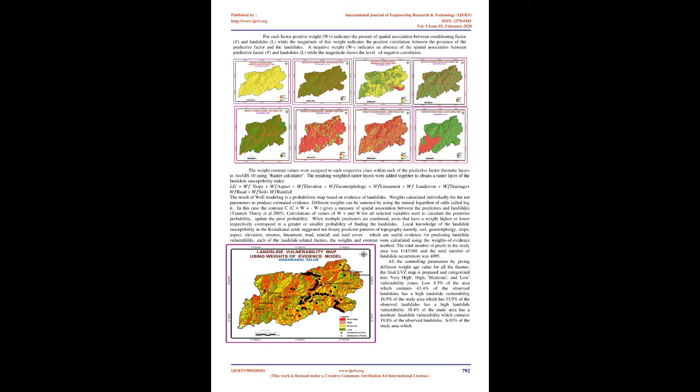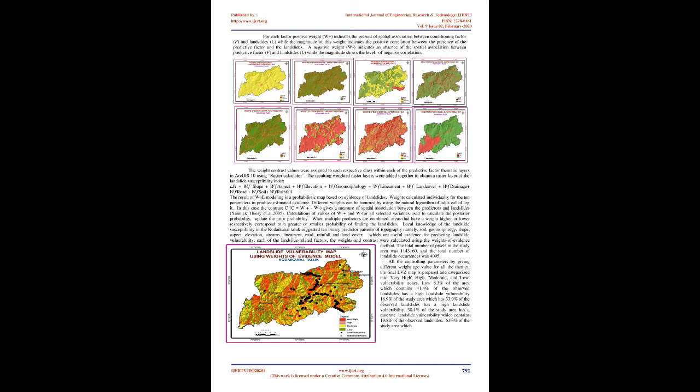Bonham-Carter, 2002, as follows. For each factor, a positive weight, W+, indicates the presence of spatial association between the conditioning factor, F, and landslides, L, while the magnitude of this weight indicates the positive correlation between the presence of the predictive factor and the landslides. A negative weight, W-, indicates an absence of the spatial association between the predictive factor, F, and landslides, L, while the magnitude shows the level of negative correlation.